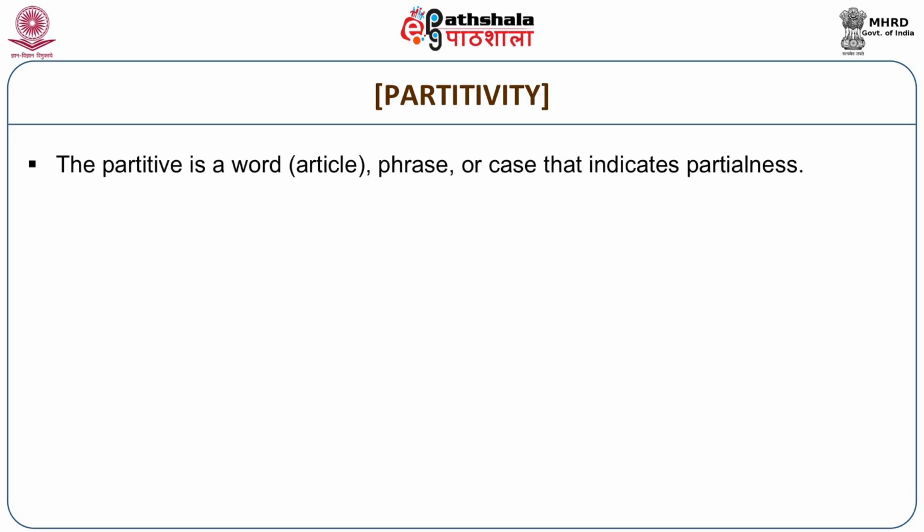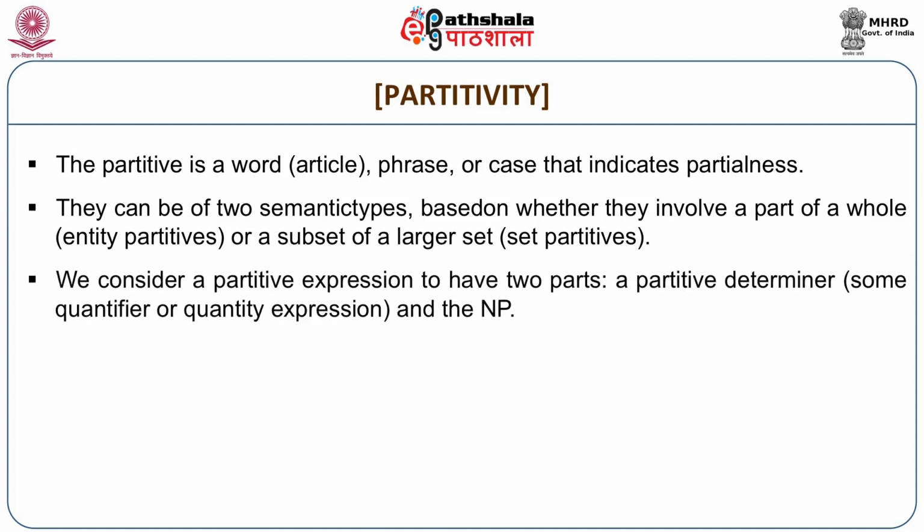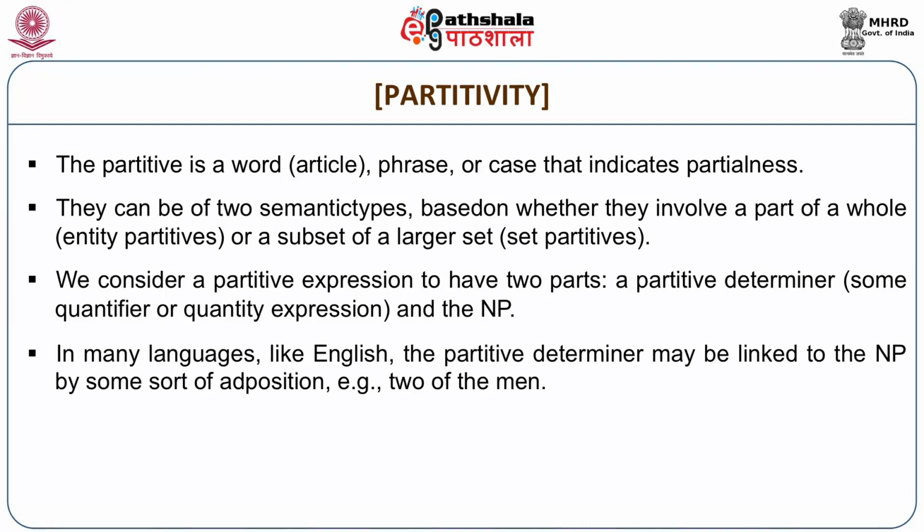A fourth kind of interpretation is the interpretation as the partitive. The partitive is a word, either an article or a phrase or a case, that indicates partialness. Partitives can be of two semantic types, based on whether it involves a part of a whole, which are called entity partitives, or a subset of a larger set, called set partitives. A partitive expression has two parts: a partitive determiner, which is some quantifier or quantity expression, and the noun phrase. In many languages, such as English, the partitive determiner may be linked to the noun phrase by some sort of adposition, as in two of the men.